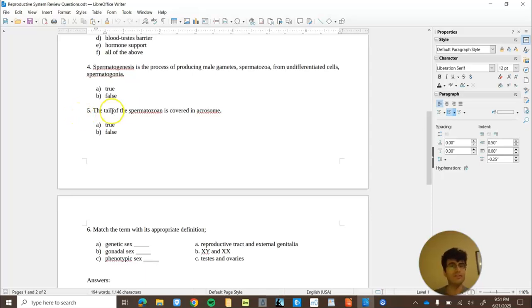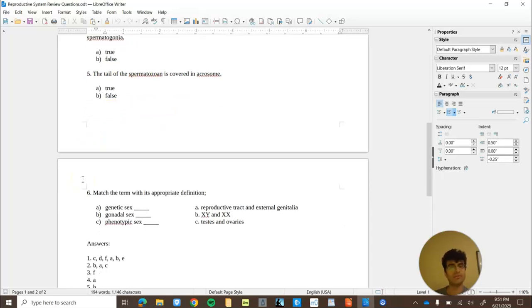Number 5, the tail of the spermatozoon is covered in acrosome. That's not true. That's false. The head of the spermatozoon is covered in acrosome.